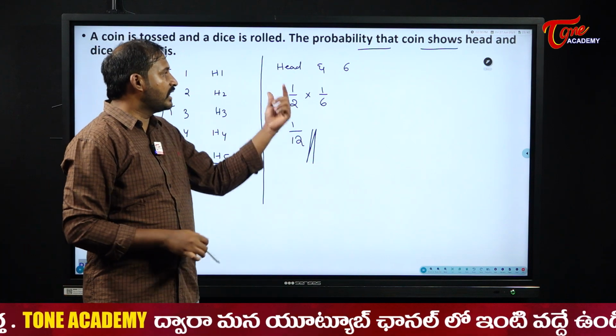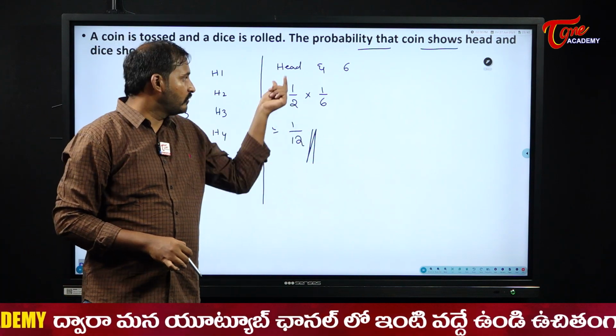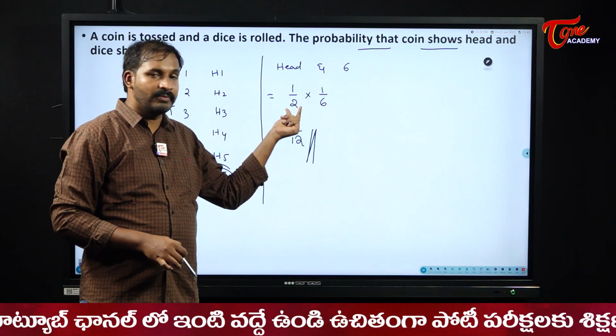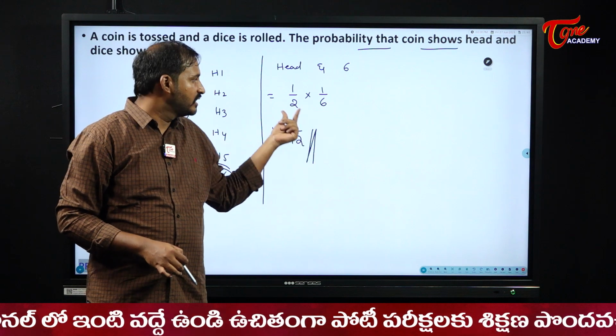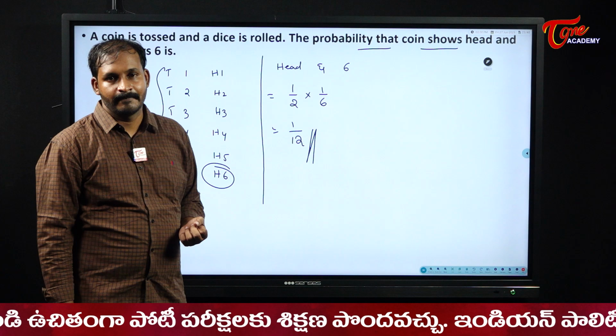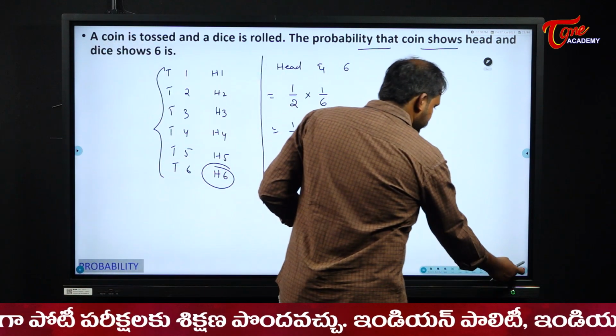Instead of that, 1 head and 1 tail. So to get head, it is 1 by 2, and to get 6 it is 1 by 6. So 1 by 2 into 1 by 6 becomes what? 1 by 12 for us here. Okay, right? The next one.